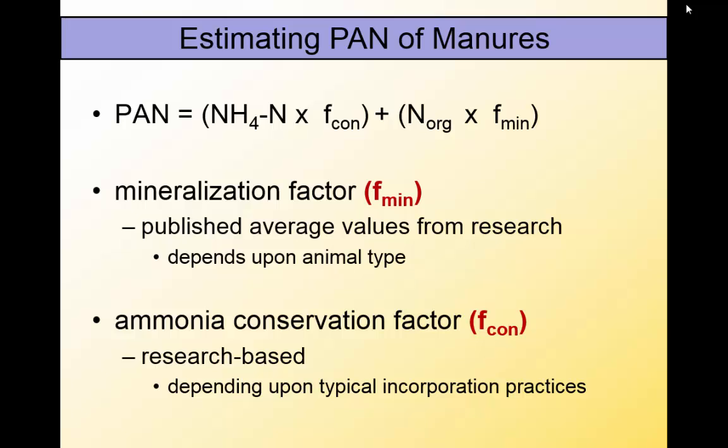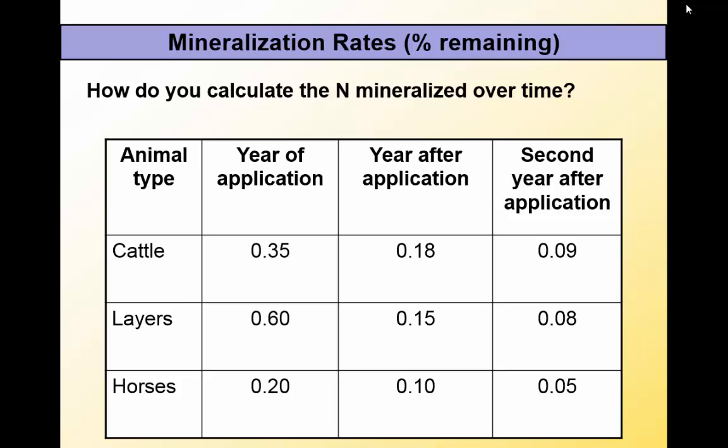The equation is pretty simple. It would be ammonium times the conservation factor plus the organic nitrogen times mineralization. This is the calculation we just covered. So you might be asked about year 0, 1, or 2. When it comes to ammonium conservation, there is a different table. This is the mineralization table we just looked at.